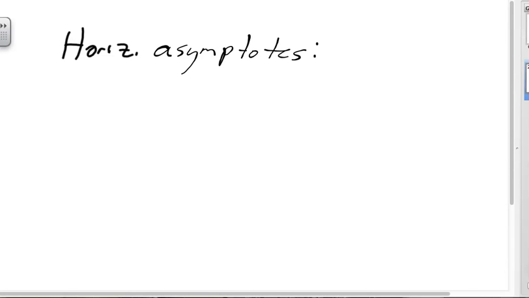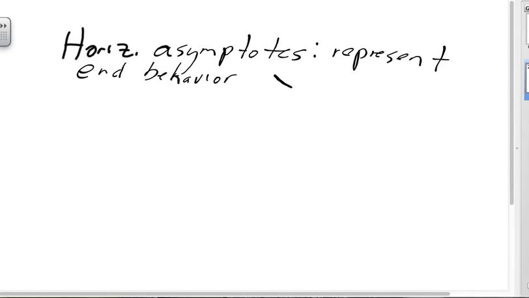asymptotes or asymptotes. So first part, define horizontal asymptotes. Okay, these guys represent the end behavior of your polynomial, or as x goes to plus and minus infinity.